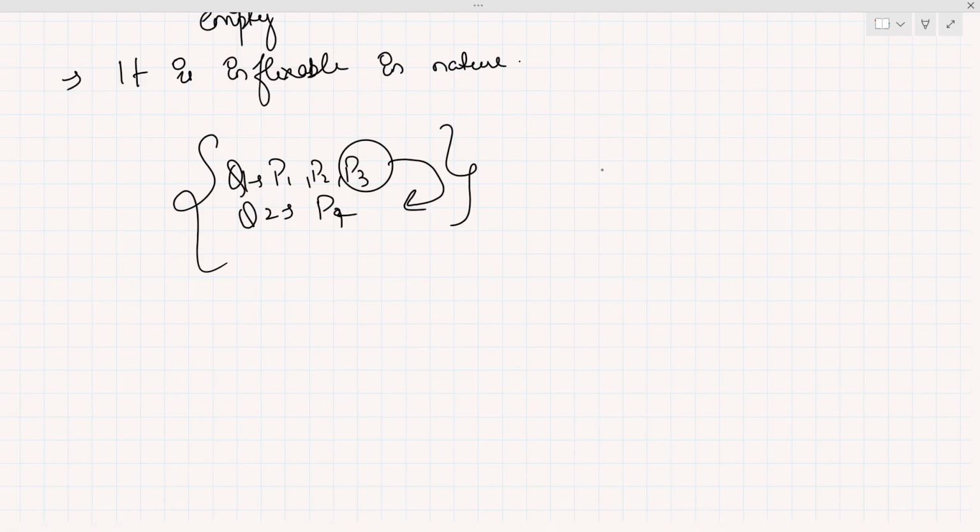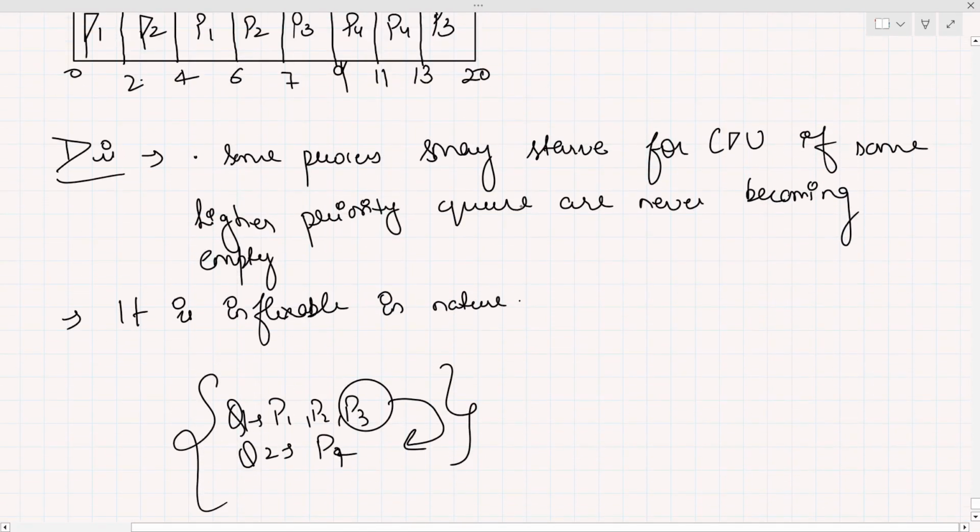So I hope you understand the multi-level queue scheduling algorithm. Okay, this is all about this scheduling algorithm.